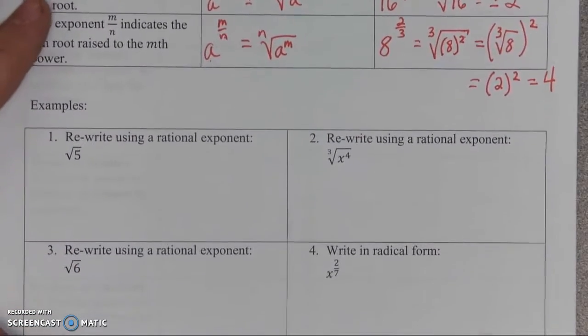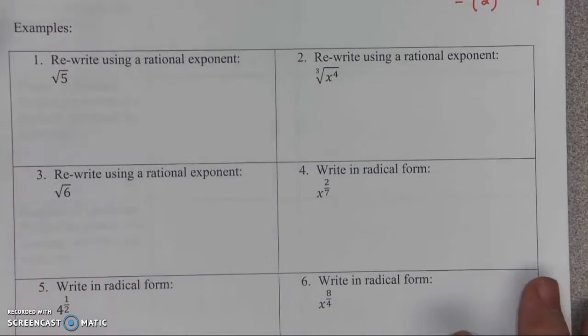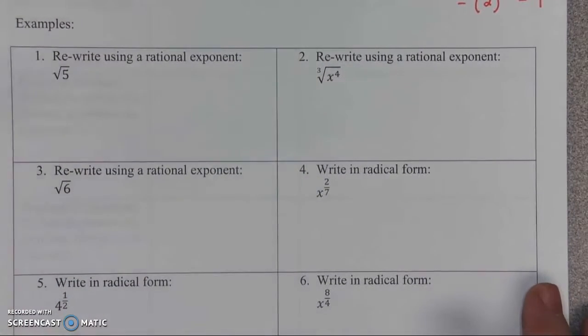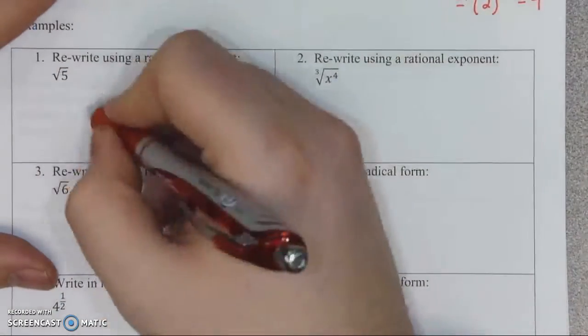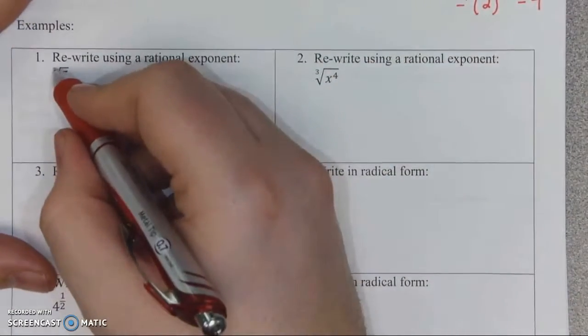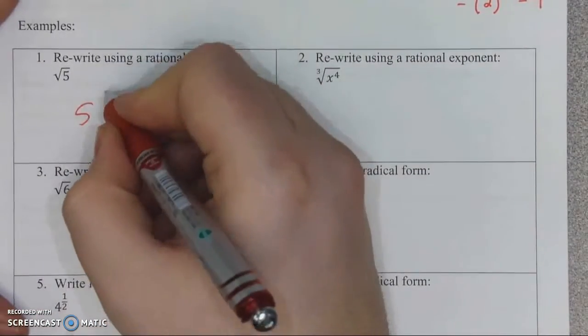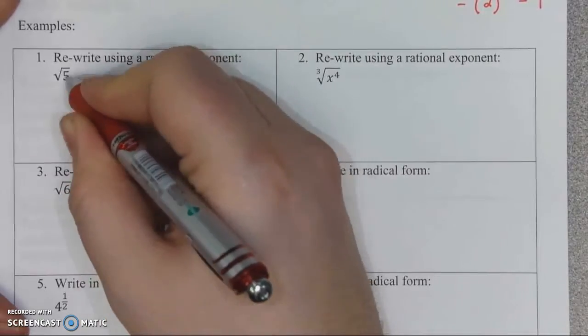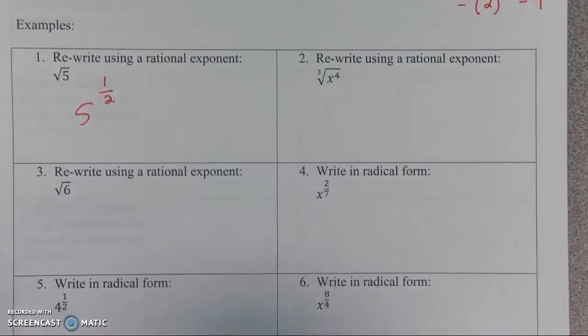So here's a couple examples. Rewrite using a rational exponent. They're not asking you to simplify at this point, they just want you to rewrite it. So as long as we can rewrite it, we're good. So the square root of 5, remember if there's not a number there, it just means there's a 2. So my n is 2, and my 5 is raised to the first power. So this is 5 to the 1/2.